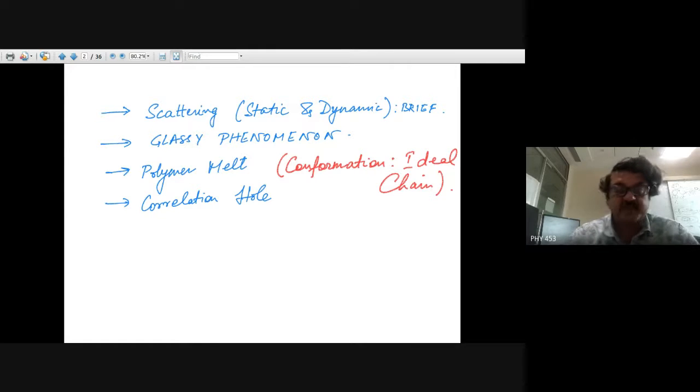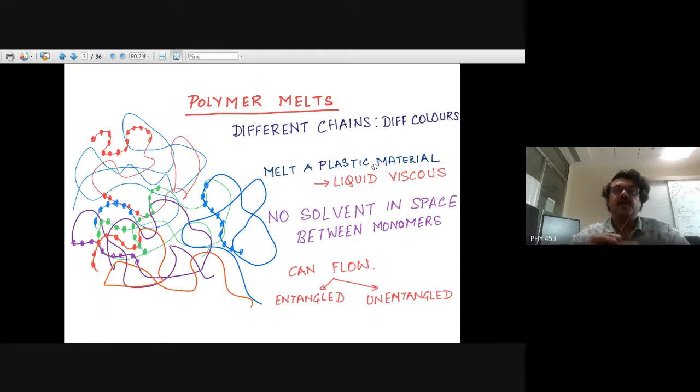This was first realized by Flory a long time back, but it took some time for people to understand and establish experimentally and so on and so forth. Okay, so that's the crux, that polymer chains are ideal. Polymer chains in a melt, when the polymer is liquid-like, are ideal.